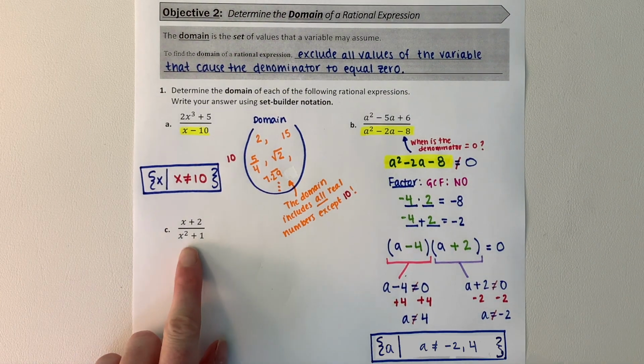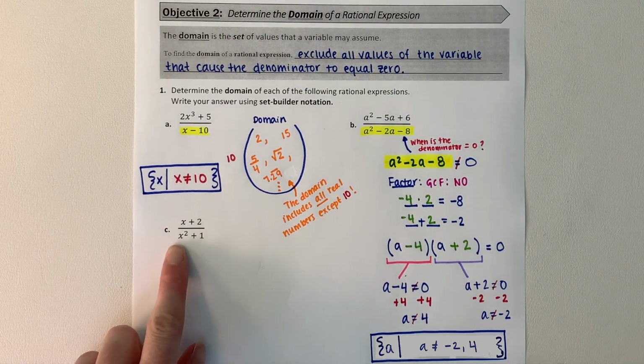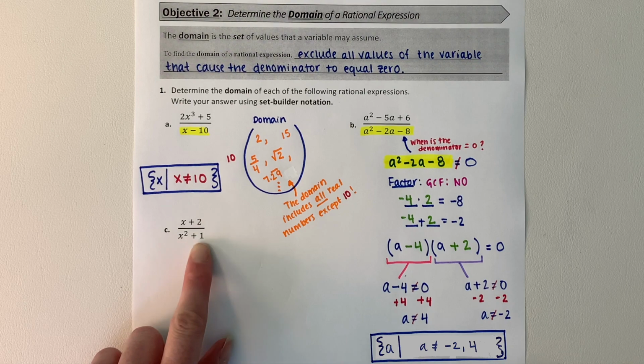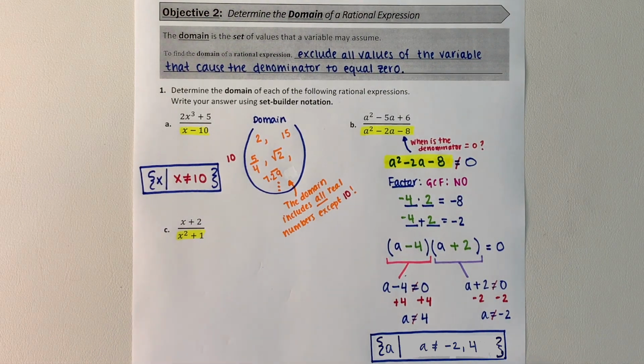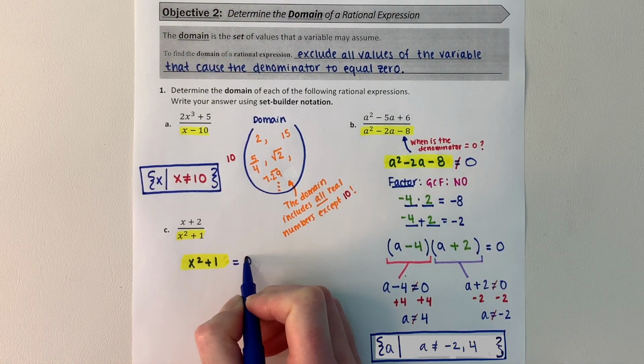Lastly, let's find the domain for part C. So when you're asked to find the domain, you're being asked what values of x are allowed. And the answer is typically x can be any real number except for the values that make the denominator equal to 0. So when we're determining the domain of a rational expression, we want to ask ourselves, when is the denominator, x squared plus 1, equal to 0?